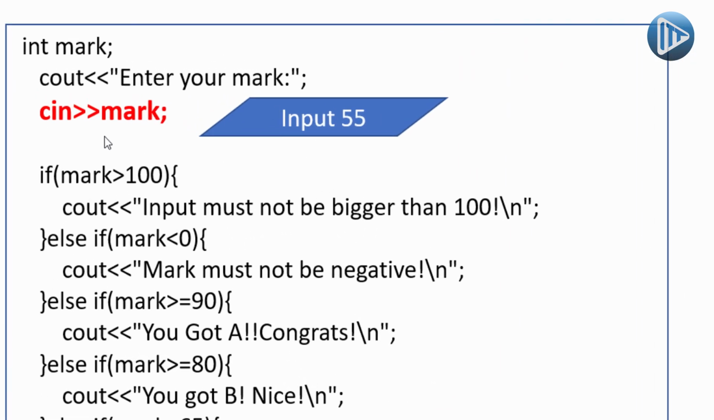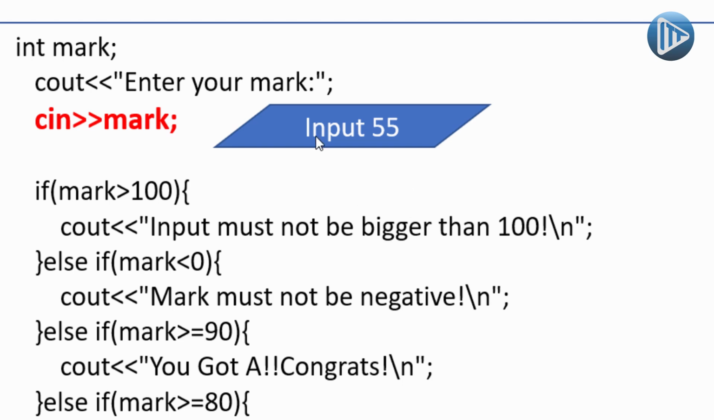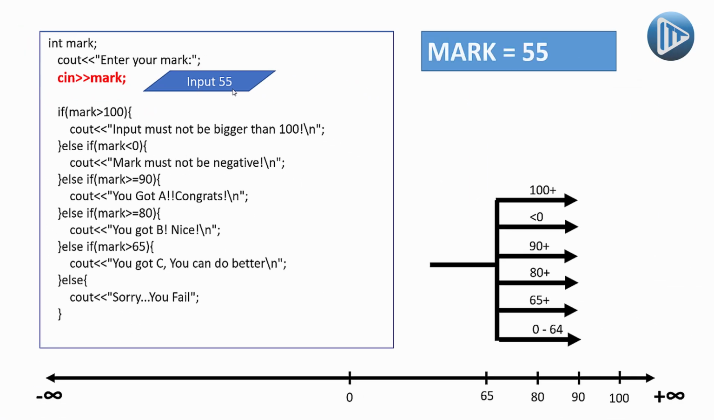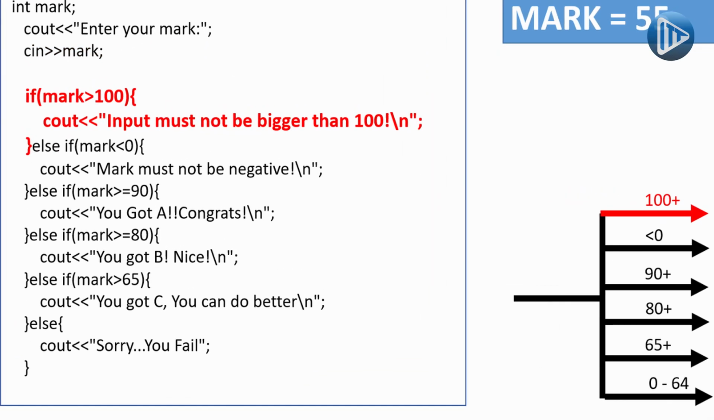First things first, we are going to ask the user to enter their mark using the cin instruction. And imagine if they entered a number like maybe 55. Our program will test if 55 is bigger than 100 first or not. So, we will use the if-else-if structure condition to check. First, we are going to check if the mark is bigger than 100. If the mark that the user entered is bigger than 100, we are going to trigger the first route in our program and display a message telling that they cannot enter a number bigger than 100.